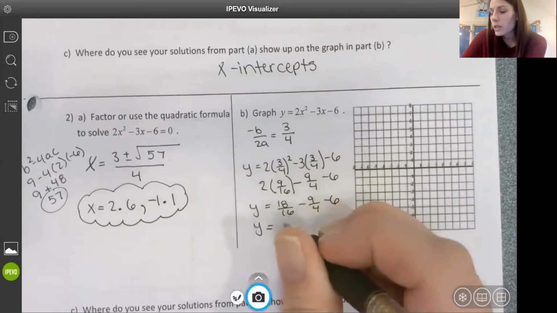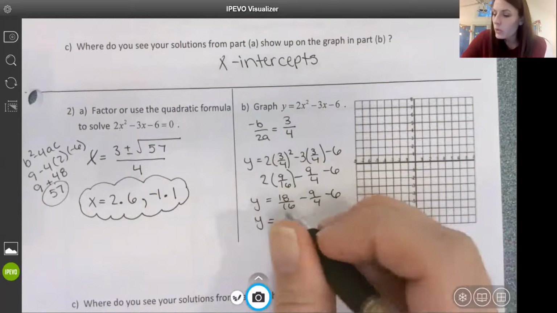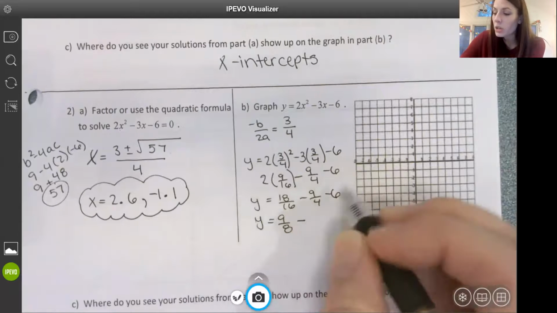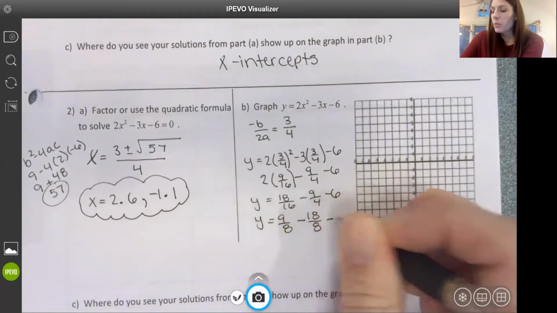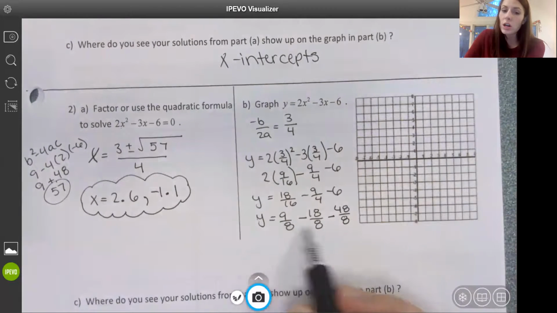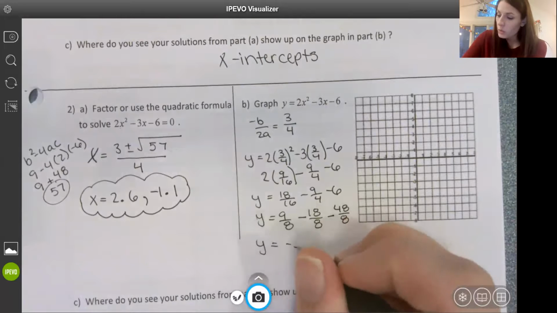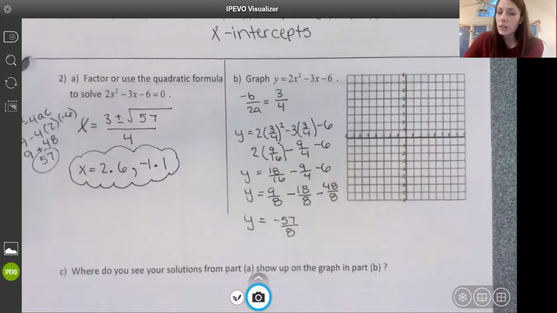I'm going to take that even a step further and simplify 18/16, both divisible by 2, giving me 9/8. Now I'm going to get my common denominator. So this would become 18/8. And this would become 48/8. And now I have a common denominator, so I'm just going to add them up, giving me -57/8 for the y value of my vertex.